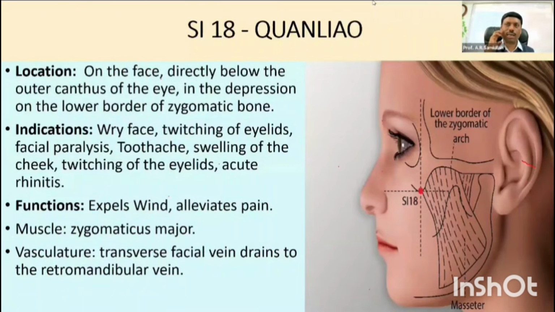Chuan Leo, the point is exactly where it is located. Do you know the ala nasi? You bring down to the ala nasi. The point is SI18, somewhere there. You bring down the point to where there is a zygomatic bone. Zygomatic bone, you just come down, touch and then feel. This is called the zygomatic bone.